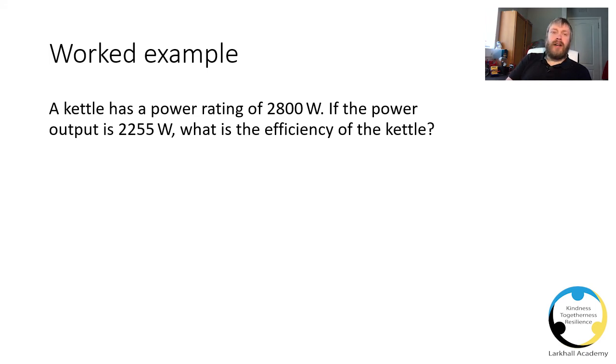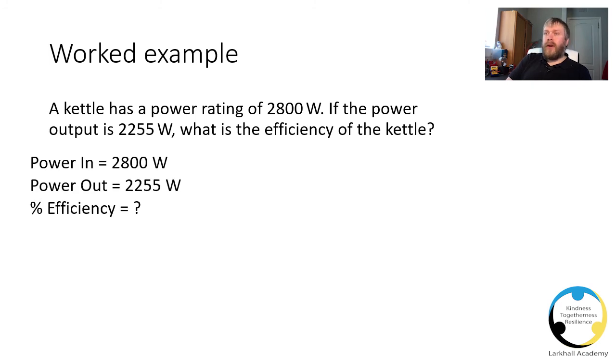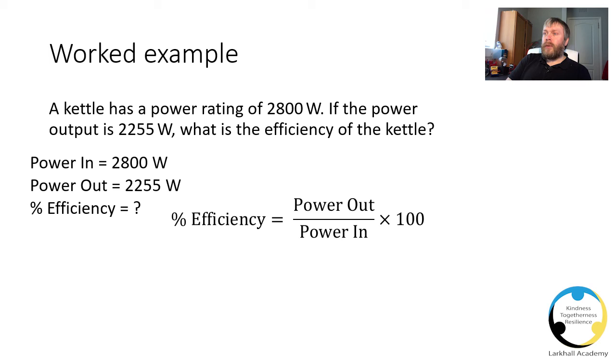Hopefully you've got it. We're going to write down our shopping list. So the power in is equal to 2,800 watts. The power out is equal to 2,255 watts. And of course the percent efficiency, well, that's what we're looking to calculate. So our next step then would be, hopefully you got it, we're going to write down our equation. So we've got percent efficiency is equal to the power out divided by the power in multiplied by 100. Nice and easy.